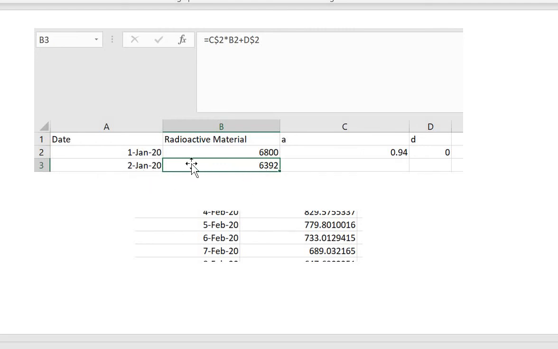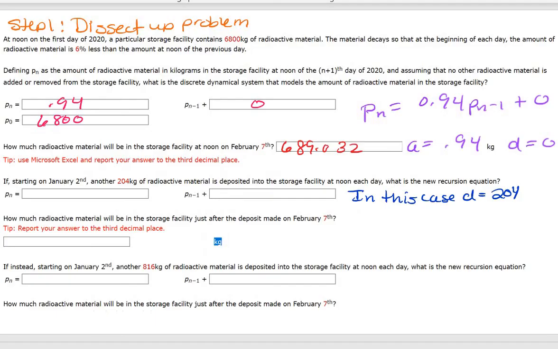And then if you have to recreate this, you highlight both of these rows, make your cursor a small cross, and drag it down like we've done in class, all the way down to February 7th, and I get 689.032. They said round it to 3 decimals. So I can answer this question right here.